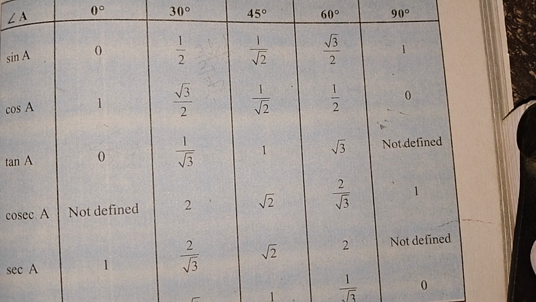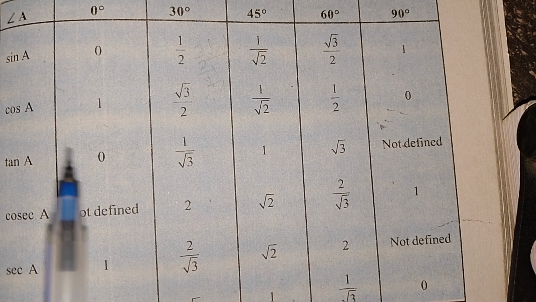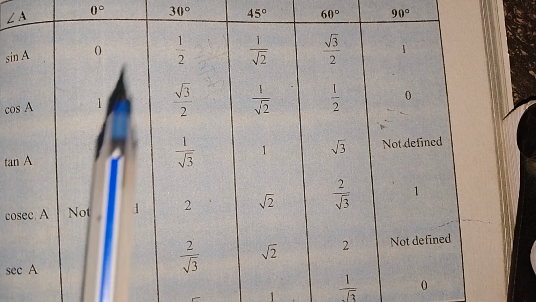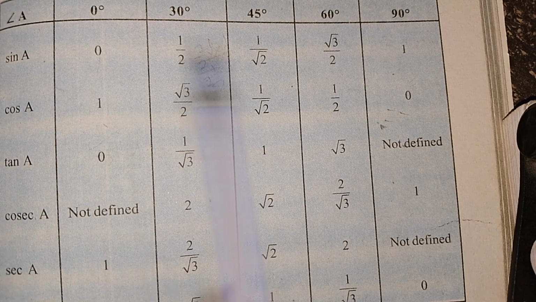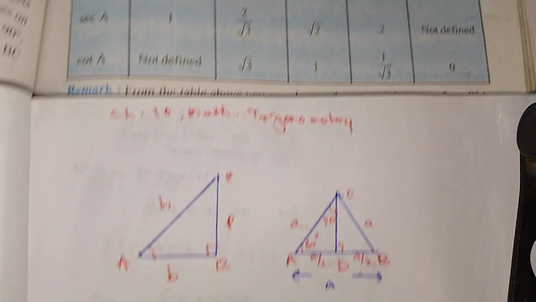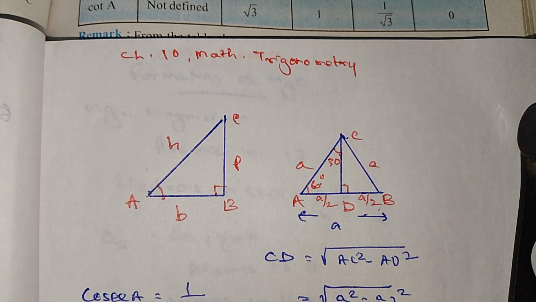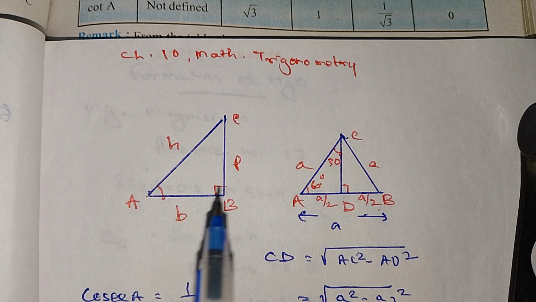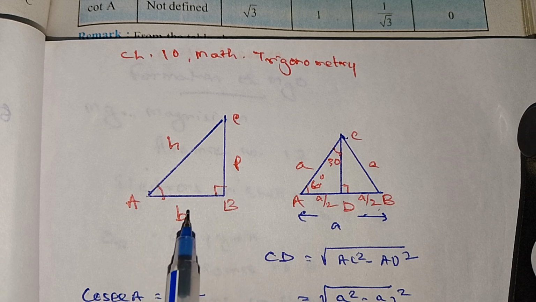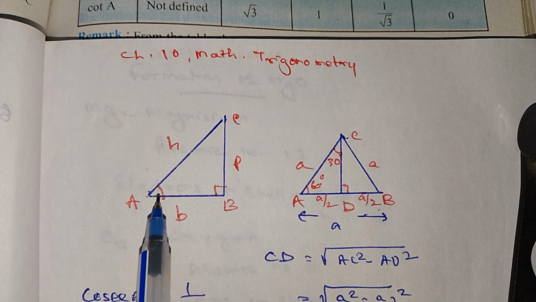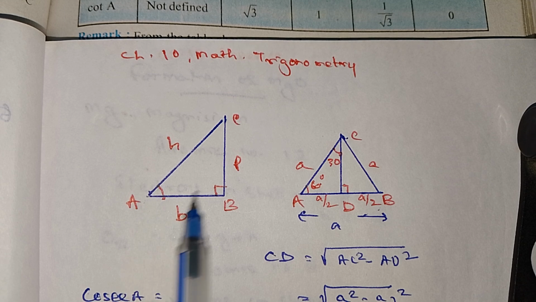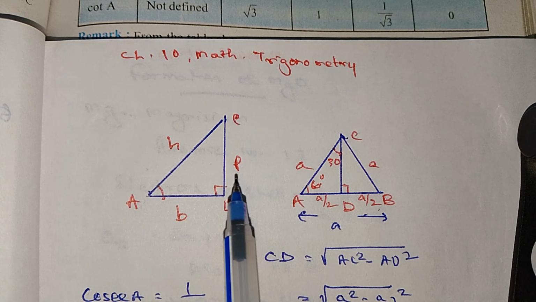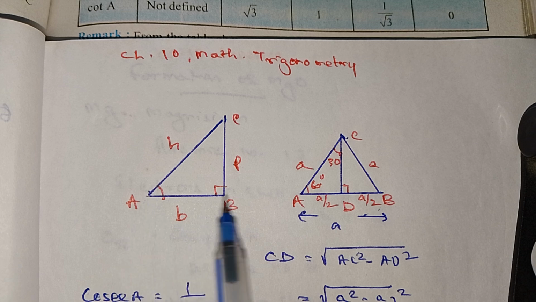Class 10 Mathematics Trigonometry. How to get the values of trigonometric functions at different angles. So we'll consider two triangles. First one, a right angle triangle where B is the right angle. So if we consider the angle A, then BC is the perpendicular and AB is the base.